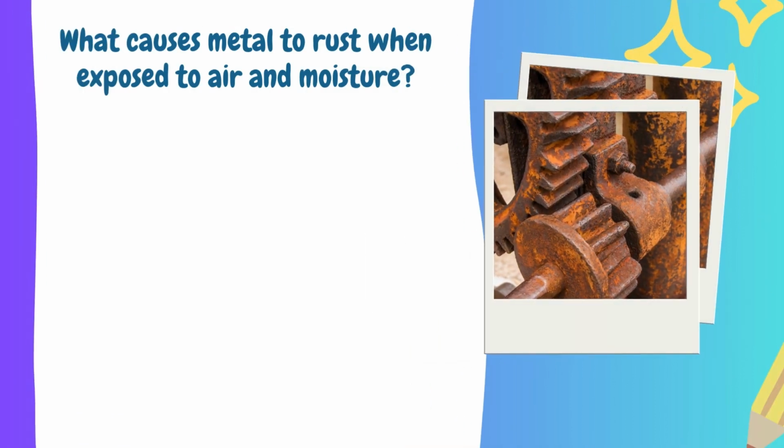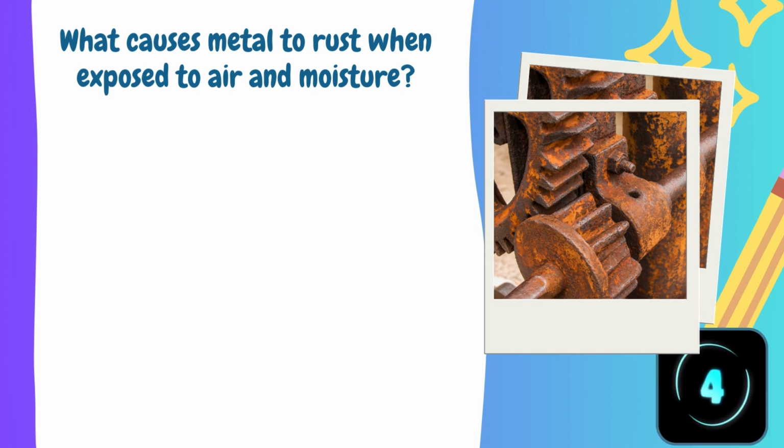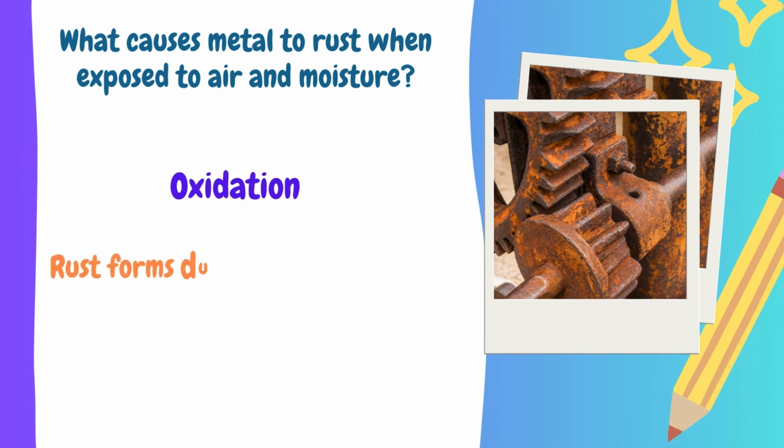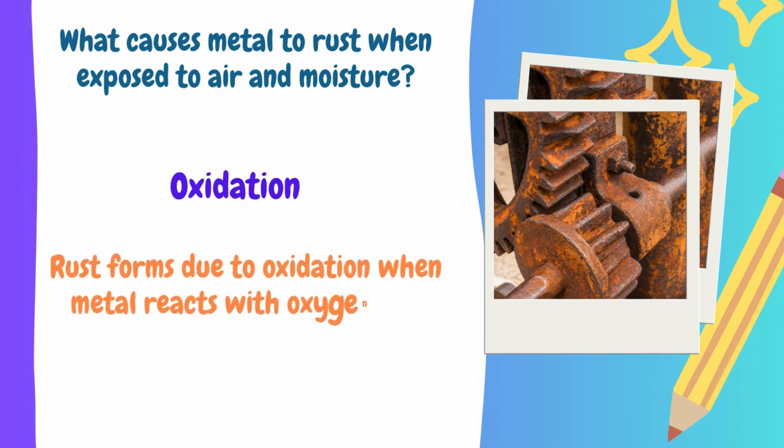What causes metal to rust when exposed to air and moisture? It's an enemy to all metal. The answer is oxidation. Metal reacts with oxygen and water, creating rust.